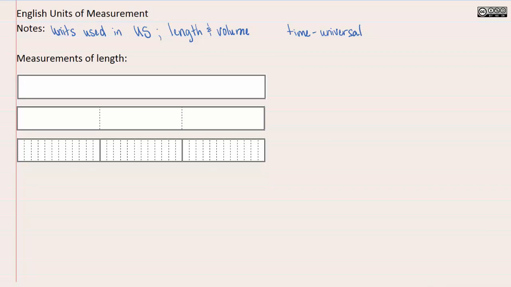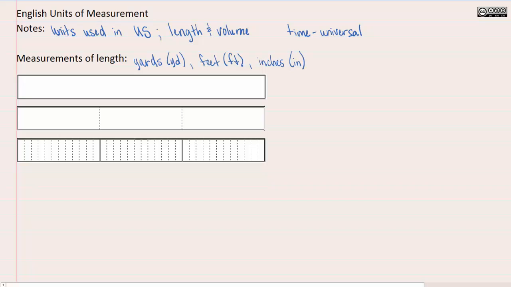Let's start out with the measurements of length, and we're going to start with the largest to the smallest. The largest unit of length we'll be discussing is yards. Yards are sometimes abbreviated YD. Then we have feet, which is abbreviated FT. And finally we have inches, that are abbreviated IN.